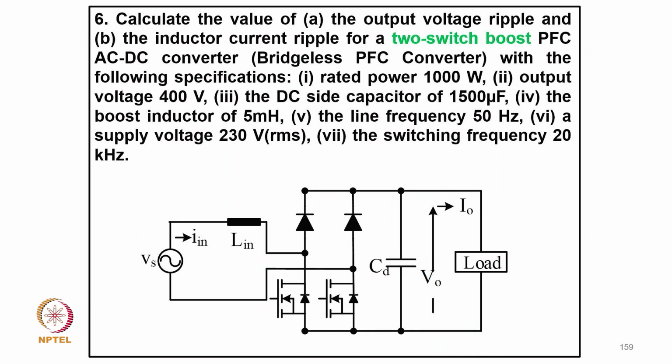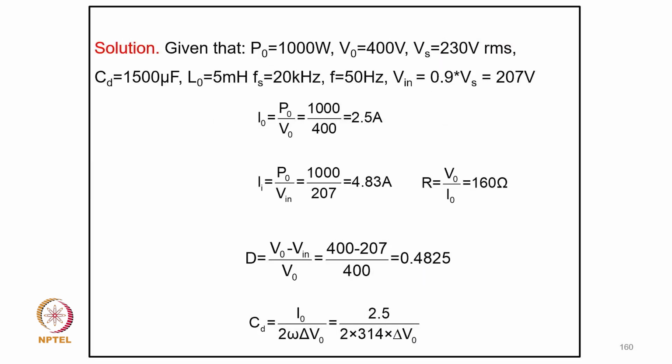So coming to problem 6, example 6, calculate the value of the output voltage ripple and the input current ripple for a two switch boost PFC AC/DC converter, bridgeless PFC converter, with the following specification: rated power of 1000 watt, output voltage 400 volt, the DC side capacitor 1500 microfarad, the boost inductor 5 millihenry, the line frequency 50 hertz, the supply voltage 230 volt, and the switching frequency 20 kilohertz. So you can see the circuit of the bridgeless boost converter, where the left side operates in the positive half cycle and the other side operates in the negative half cycle, and you get a regulated voltage across the load.